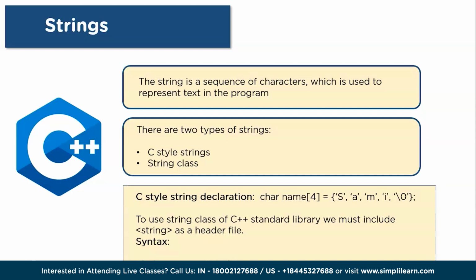Let's have a look at the syntax. C-style string declaration: char keyword, then the name of the string and size inside the brackets. Then there are 4 characters, S-A-M-I, semi, following a null character. The size of the string is 5. The one extra space is for holding the null character.